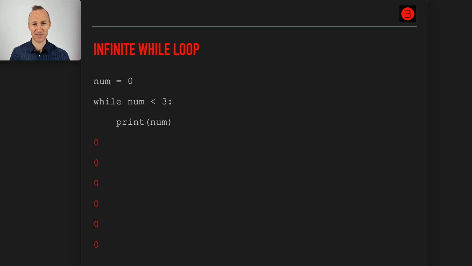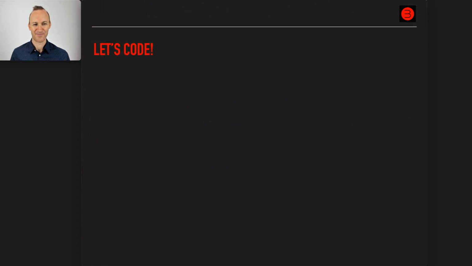And another thing I will say, this happens to everyone. And to ensure that it happens to you, we will all do an infinite while loop together. Okay? So as it says, since num is 0 and 0 is always less than 3, the while loop will print out 0 forever until terminated by the programmer. Let's code.